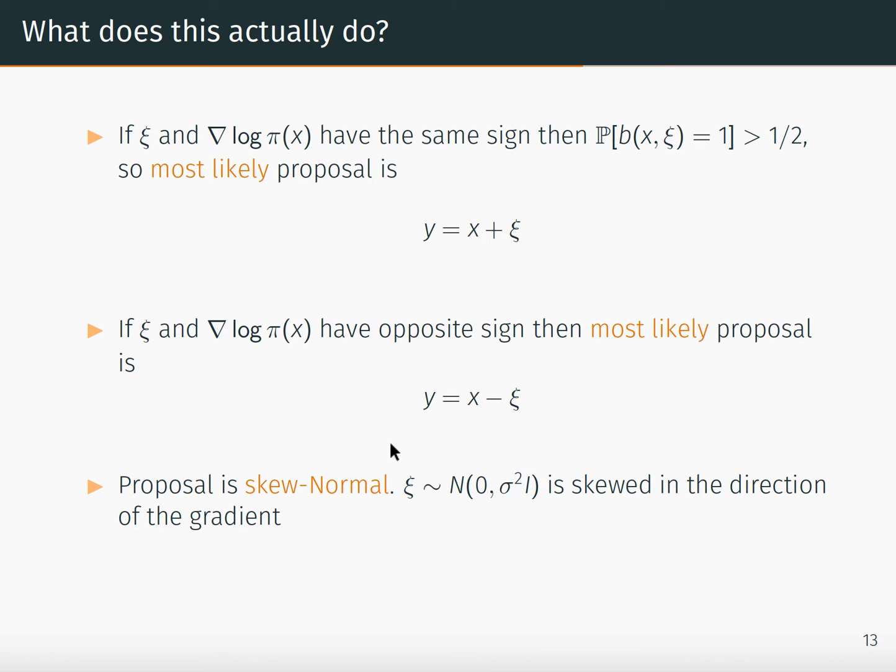So the proposal ends up being skew normal, right? You're starting with a normal random variable, and then you're skewing it in the direction of the gradient. And this is the key distinction between this Barker scheme and, let's say, Mallet. Because if we look at what's happening in Mallet, you take the current point, you add xi, and then you have some kind of deterministic drift in the direction of the gradient. And here we're doing something quite different. We're taking xi and then we're skewing it.